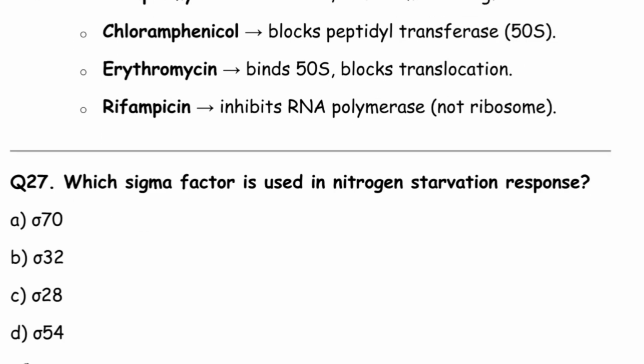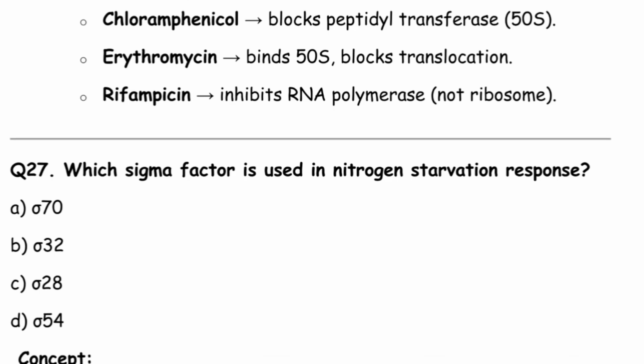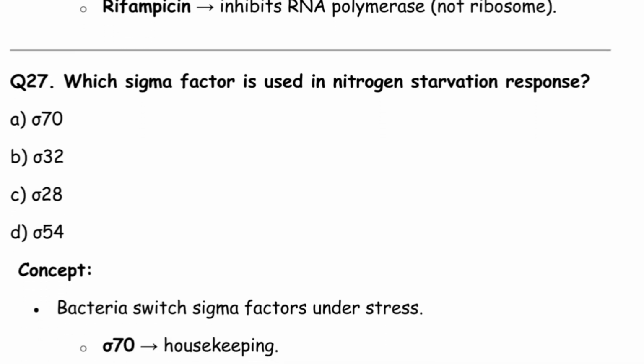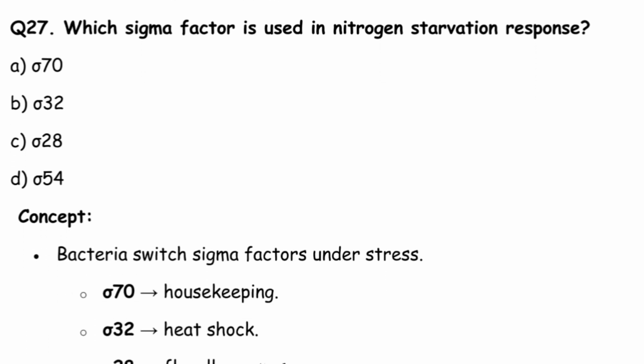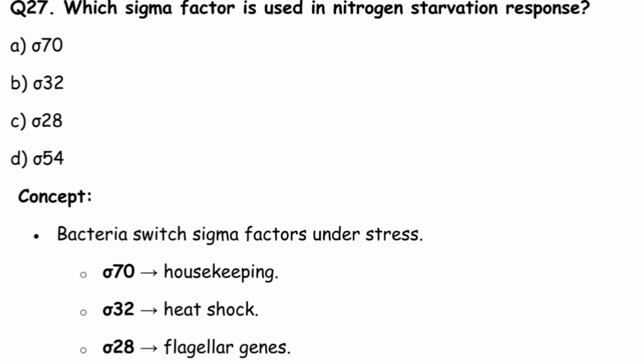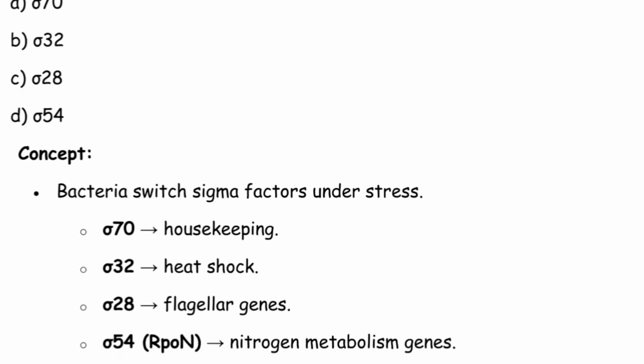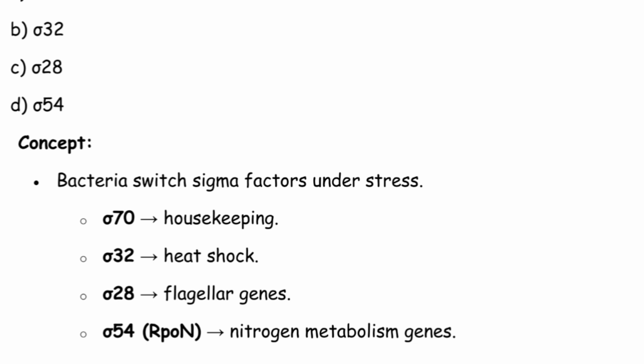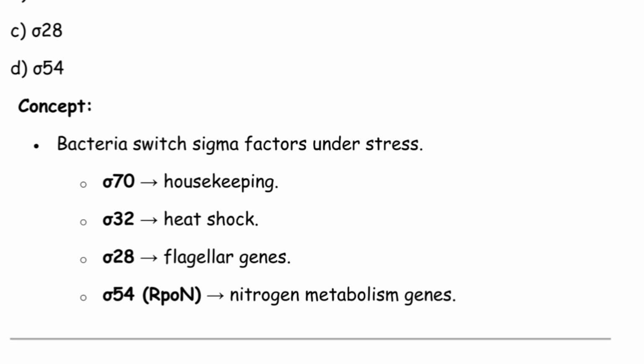Next question, which sigma factor is used in nitrogen starvation response? A. Sigma 70, B. Sigma 32, C. Sigma 28 and D. Sigma 54. Correct answer is D. Sigma 54. Now, sigma 70 is a housekeeping factor. Sigma 32 has its role in heat shock mechanism. Sigma 28 regulates flagellar genes and helps in movement of bacteria in chemotaxis. Whereas sigma 54 has its role in nitrogen metabolism.